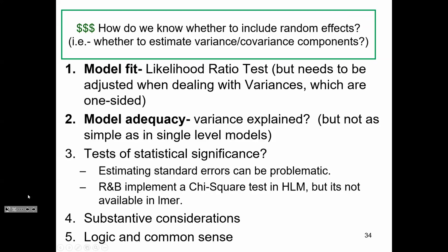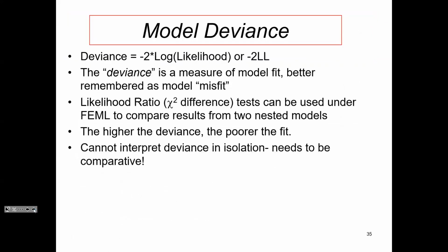Okay, so moving along. Again, the deviance is the -2 log likelihood, and deviance is this measure of model fit, but it's really a measure of model misfit. So the smaller the deviance, the better. You cannot say anything about a deviance in isolation because it's a function of a lot of things, but you can use it comparatively to compare 2 different models.